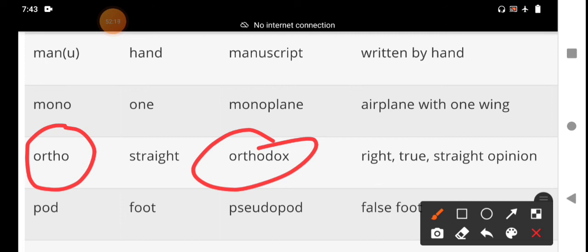But one more meaning: ortho means orthopedics. Orthopedics is the study of the bones. And orthodontics. Orthodontics means straightening the teeth. And orthostatic, one more word derived from the root word ortho as a prefix. Orthostatic means an upright posture.